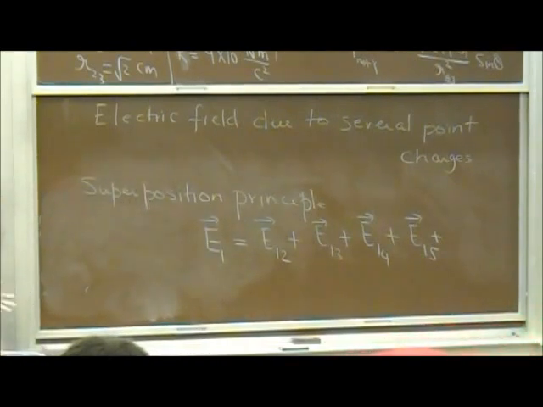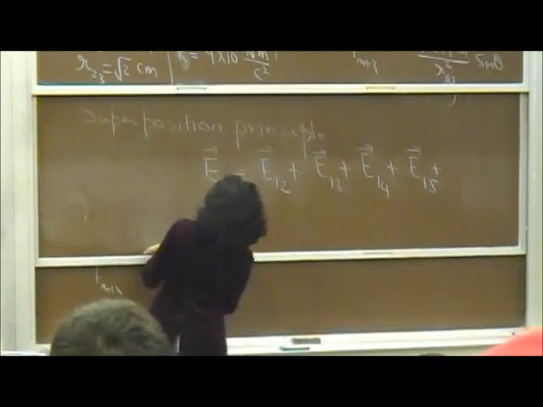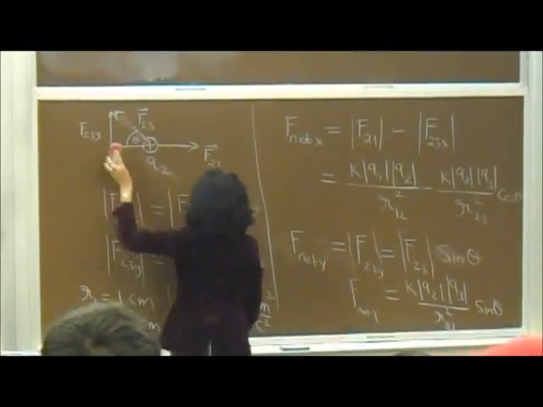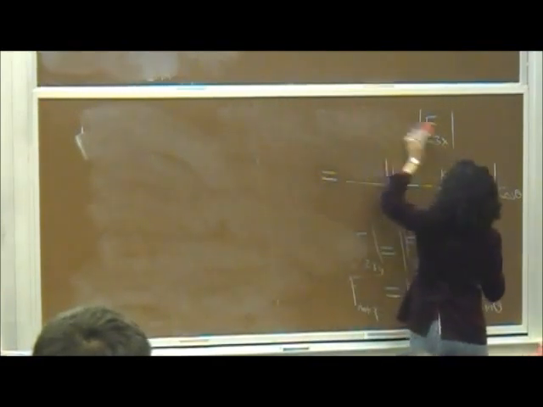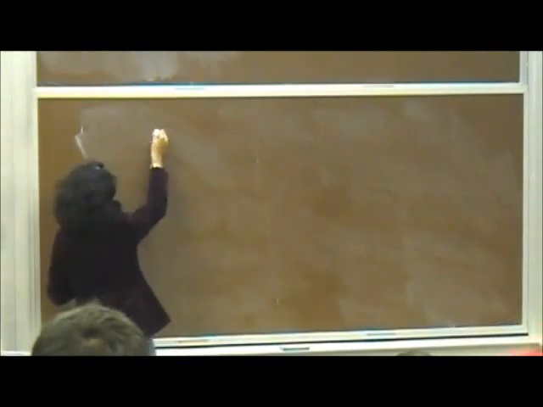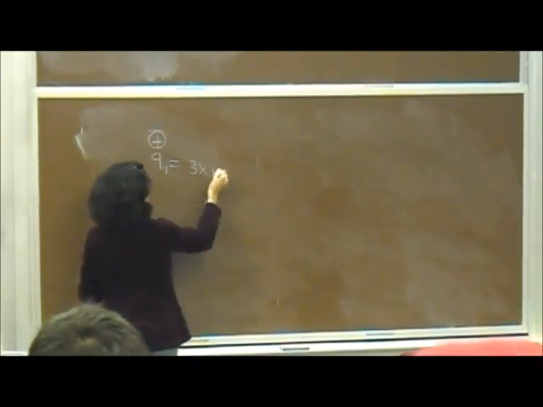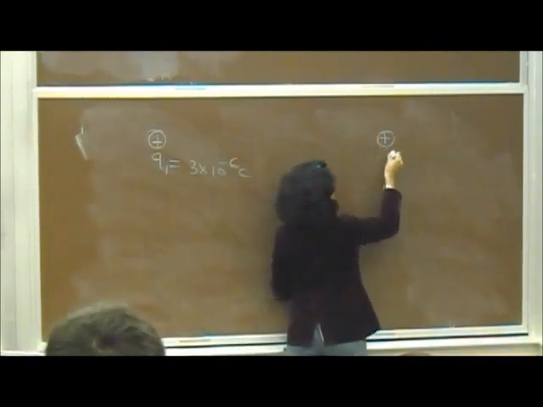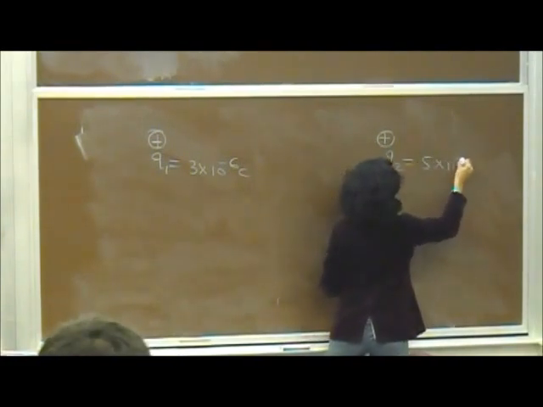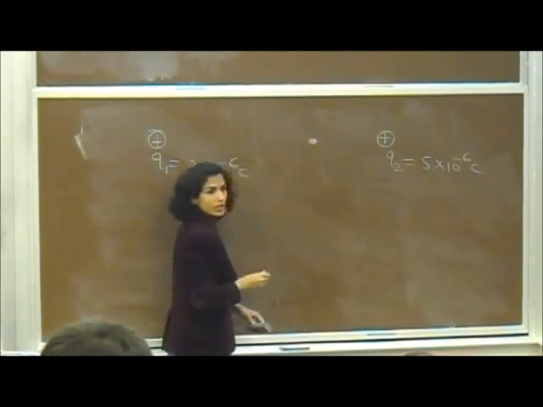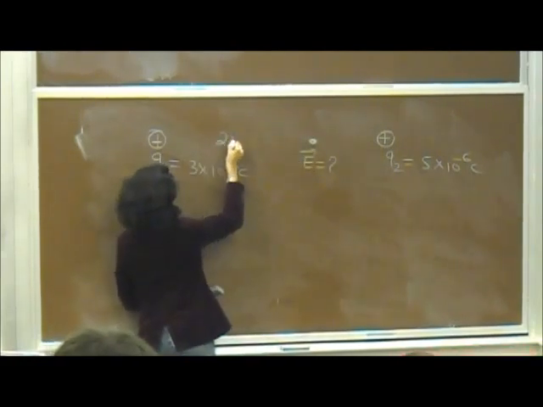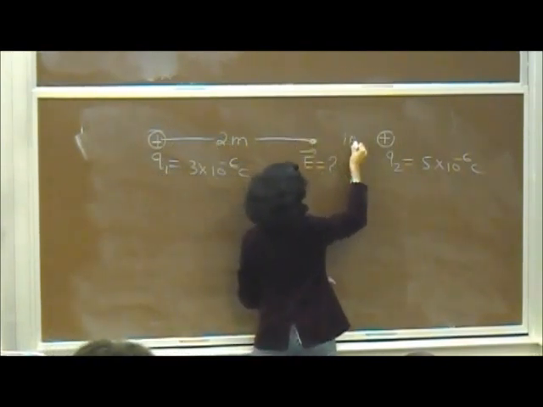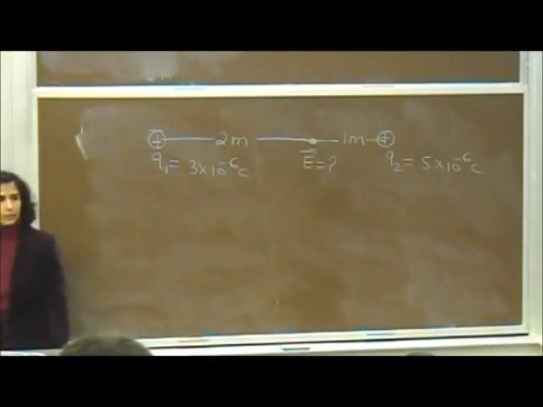Okay. So let's take one concrete example here. Suppose we had two charges which were in a straight line, and let's say that both of them were positive. So let's say you have some charge here, Q1, which is 3 times 10 to the minus 6 Coulomb, and then here you have some charge Q2, which is 5 times 10 to the minus 6 Coulomb. And you are asked, find the electric field at this location, which is, say, at a distance of 2 meters from this charge and at a distance of 1 meter from this charge. Do you think we can do this?